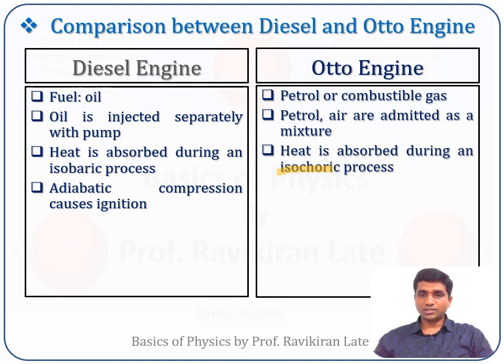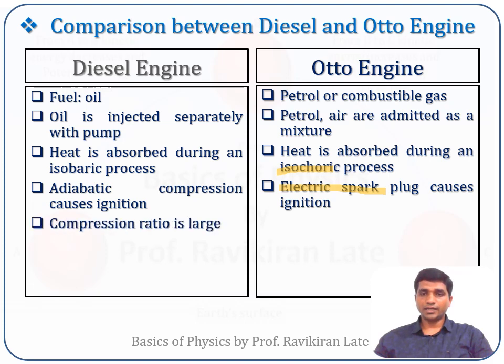Adiabatic compression causes the ignition. In case of a diesel engine, no spark plug is required, but in case of an auto engine, an electric spark plug is required, which causes an electric ignition. In case of a diesel engine, compression ratio is very high as compared to the petrol engine, which has a relatively lower compression ratio.